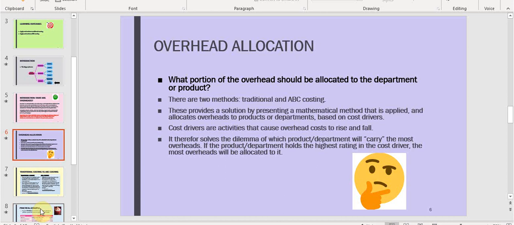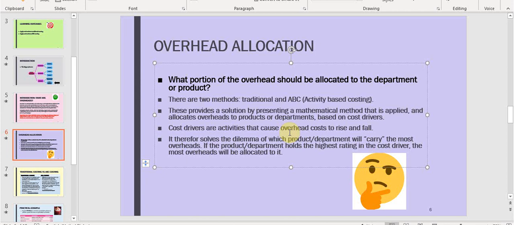And because of this, we want to find a method which is called overhead allocation. So overhead division among product lines or departments that is basically considered as fair towards that department or product line. In terms of mathematics, they have identified two ways to do this overhead division or overhead allocation. It is called traditional costing and ABC costing. So ABC is an abbreviation and it stands for activity-based costing. That is what ABC stands for.